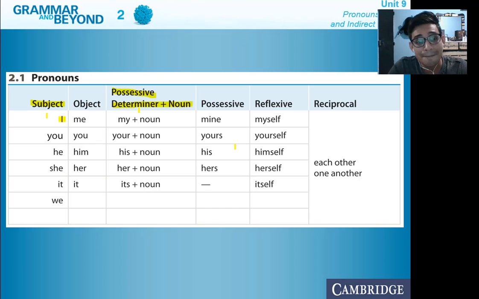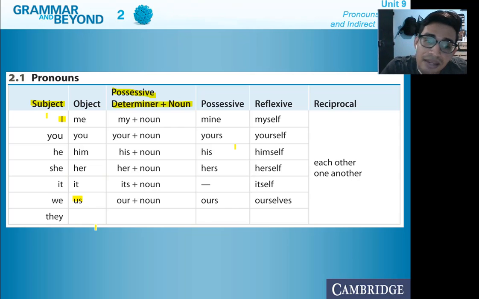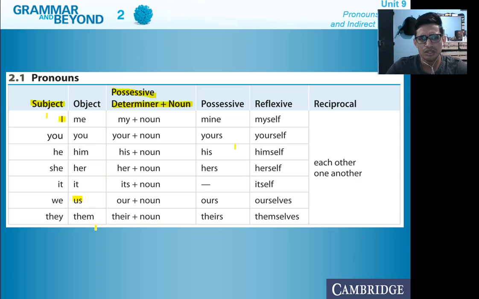Okay, then we have we, us, our. Be careful with the word us. This is an s sound. We say us. If we say as with a z sound, that's a different word, okay? So we have that one. Then we have ours, ourselves. Then we have they, them, their, theirs, and themselves, okay? So basically these are the pronouns we have in English.